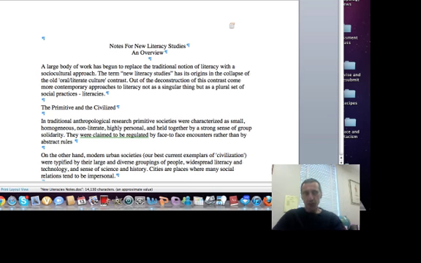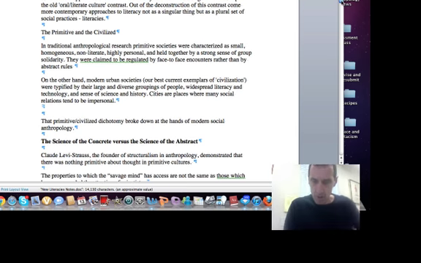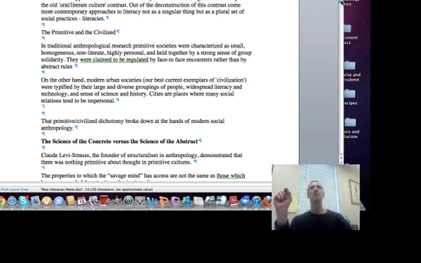In anthropological research, at least old-fashioned anthropological research, primitive societies have been characterized with particular kinds of characteristics: small, homogeneous, non-literate, highly personal, held together by a strong sense of group solidarity. They were claimed to be regulated by face-to-face encounters rather than abstract rules, and these cultures were said to be incapable of abstract thought. They were considered irrational, childlike, inferior to modern man. Or woman.